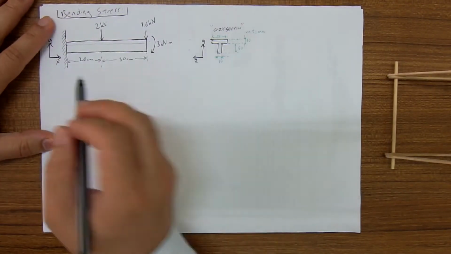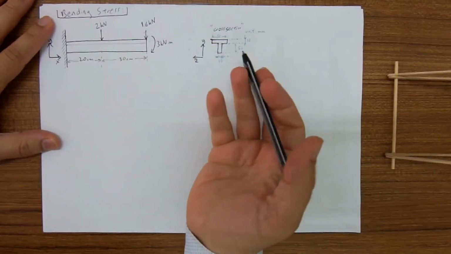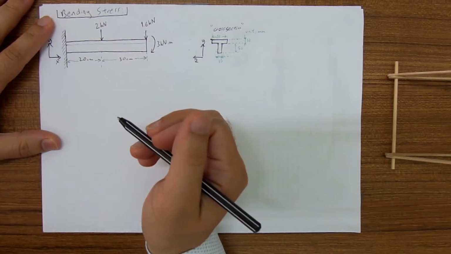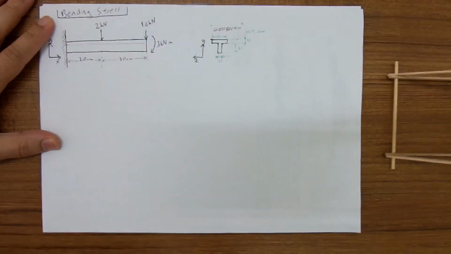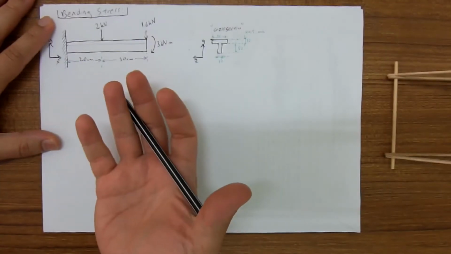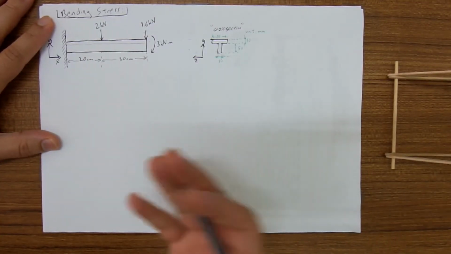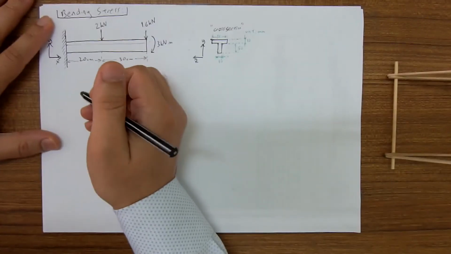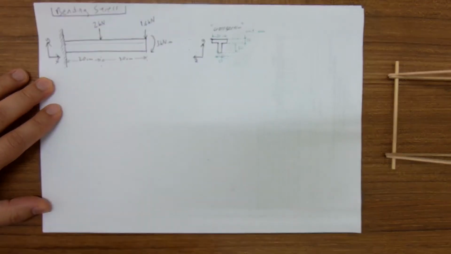The first thing, when we say bending stress, we usually are interested in the maximum bending stress, because when you reach the maximum, the material will fail from the maximum point of stress. Okay, the first thing we are going to do is to find the maximum moment.